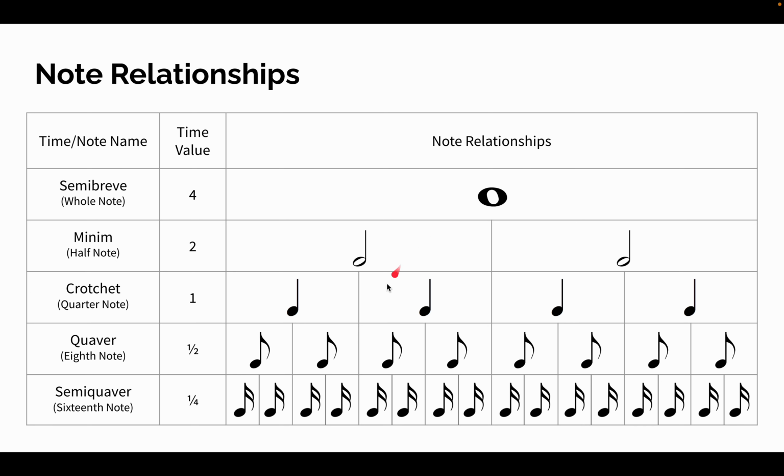Underneath minims are crotchets, also known as quarter notes. A crotchet is equal to 1 beat, and 1 plus 1 equals 2. So 4 crotchets will equal 1 semibreve. And we can see that through this graph.